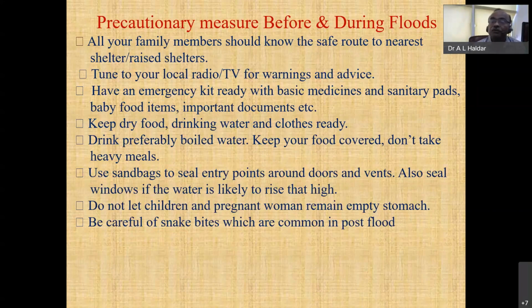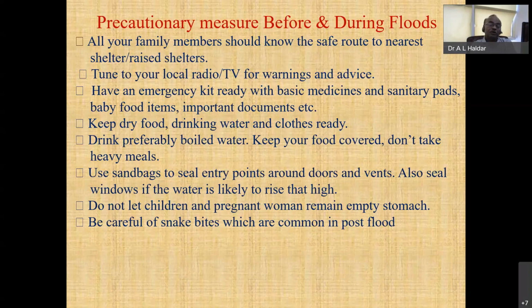Precautionary measures you should take before and during a flood: your family members should know the safe route to the nearest shelter. They should be aware, following local media, radio and TV. Nowadays, systems have been developed to guide the people in that area, along with SDRF and other persons in place.